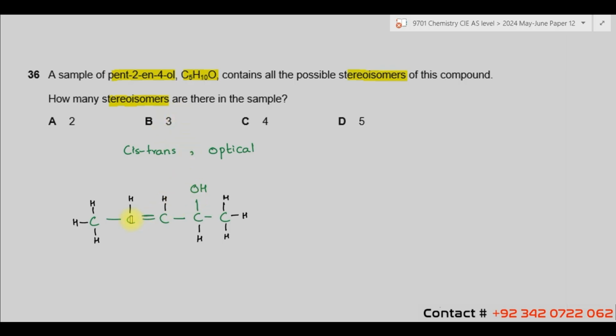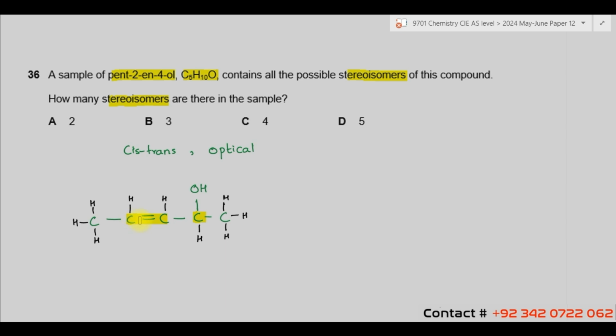For cis trans, we can look at the double bonded carbons. For optical, we can look at the chiral carbon. So a chiral carbon is the one that is bonded to 4 different groups. All 3 are hydrogen. This is making a double bond. This is making a double bond. This carbon is attached to OH, H, CH3 and this side. So all 4 sides are different. This carbon is not chiral.